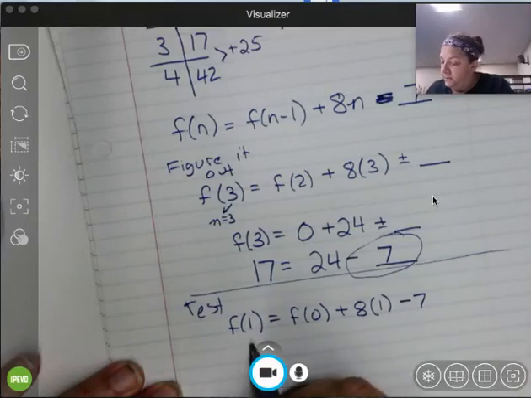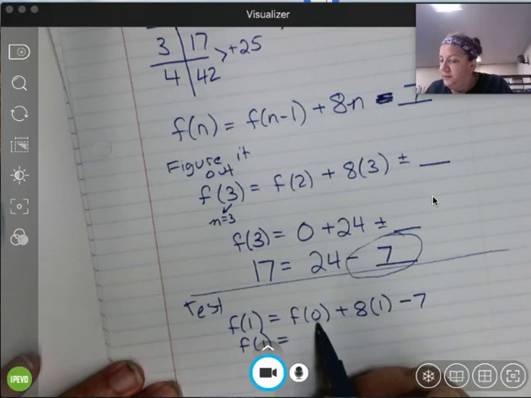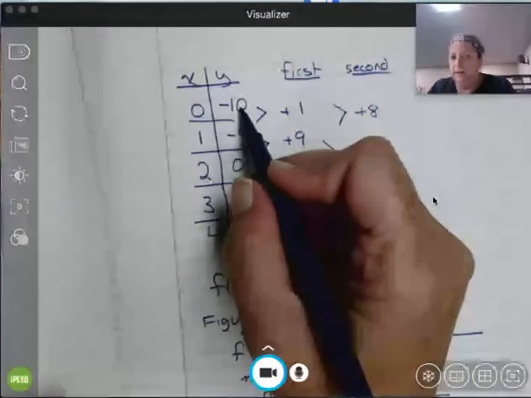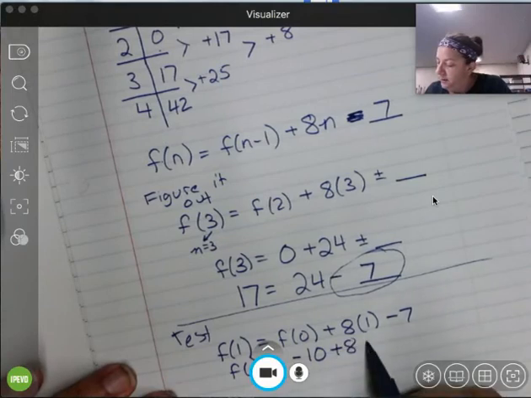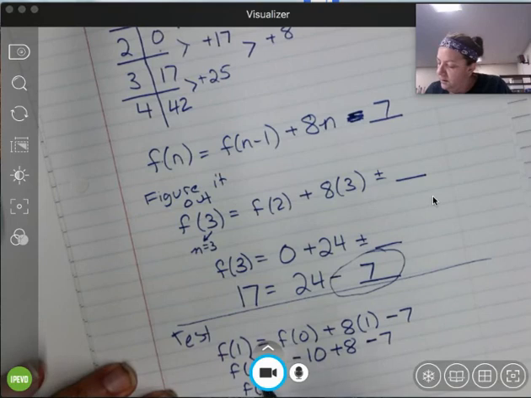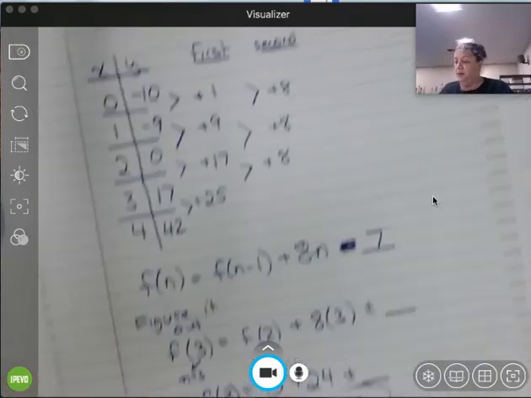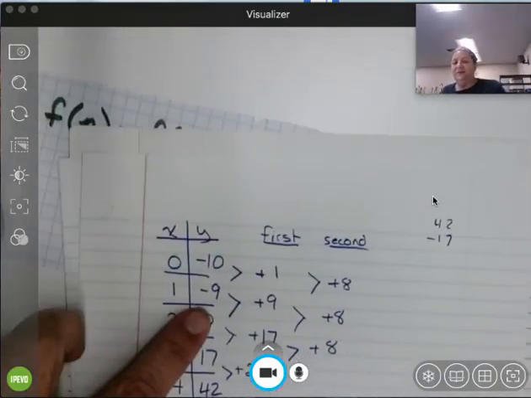Okay, so f of 1, pretending like we don't know it, equals f of 0, which they tell us is negative 10, plus 8 minus 7. Negative 10 plus 8 is negative 2 minus 7. Same signs when you're adding or subtracting, the same signs mean they just pile up. Negative 2, negative 7 is negative 9. Math works. Yes.